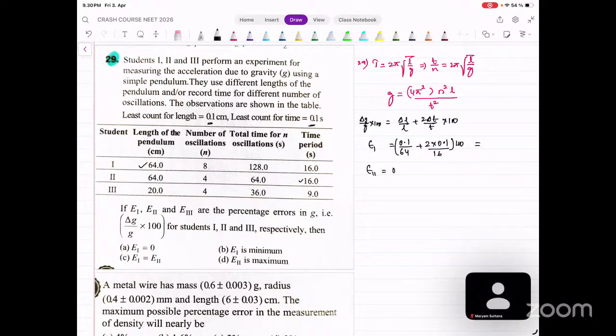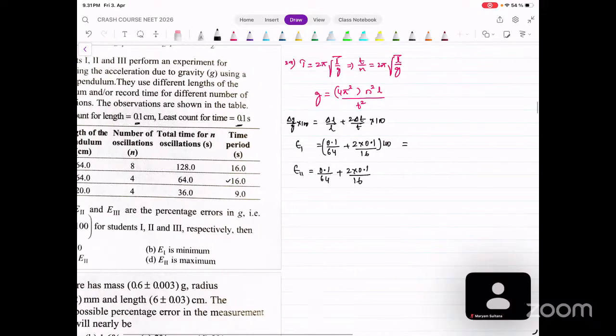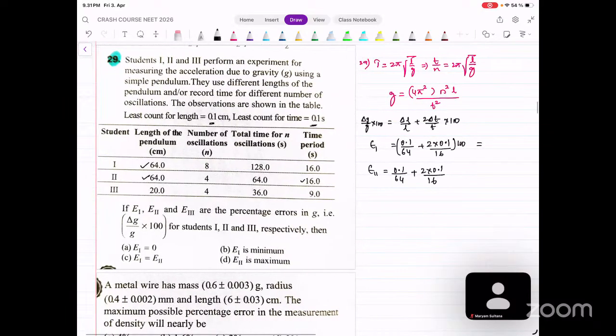E2 will be equal to your 0.1 divided by 64 oscillations plus this is 2 into 0.1. This is also right now for me how much? 16. देखो सबके लिए reading same है 64 and as well as of your 16 सेकंड के लिए भी, isn't it? Into your 100. तो इन दोनों का तो oscillations की value same आएगी, ये तो बहुत clear है.